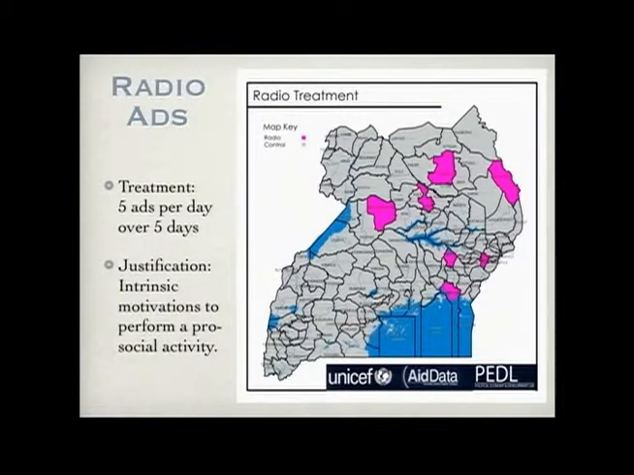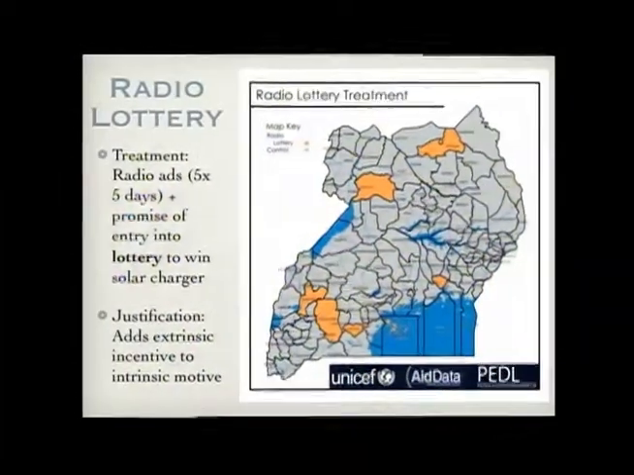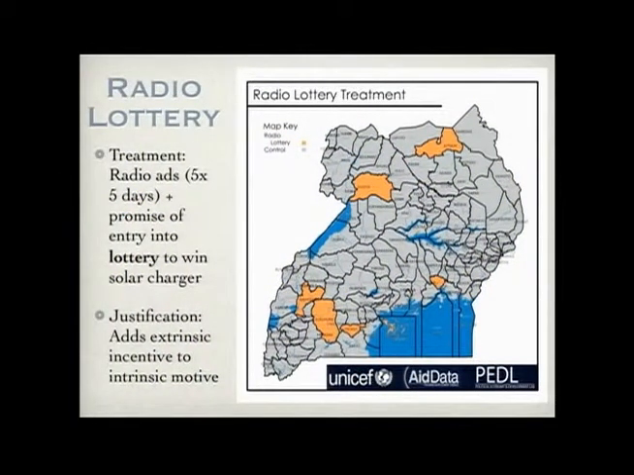So we ran these ads for 5 days in these 6 districts. And then we had a period of hiatus. The idea here is to motivate them with intrinsic rewards. And then we ran the same ad again in another 6 districts. It was the same ad, and then we added something at the end.